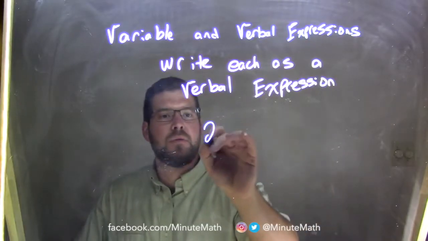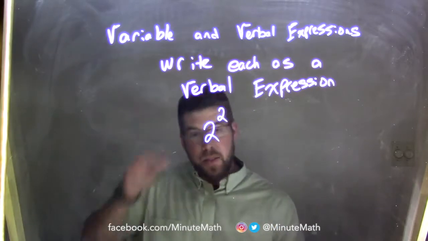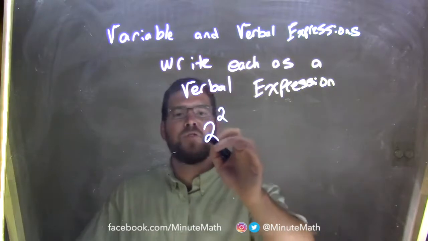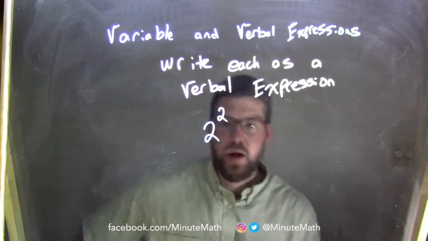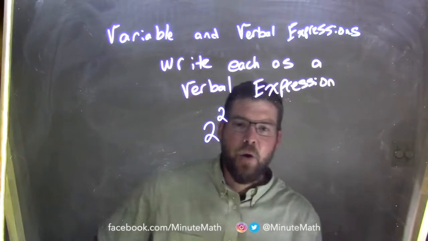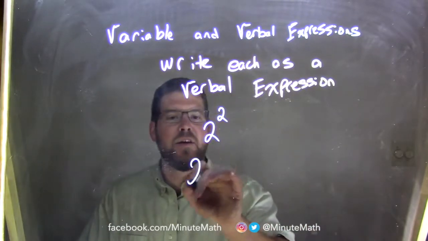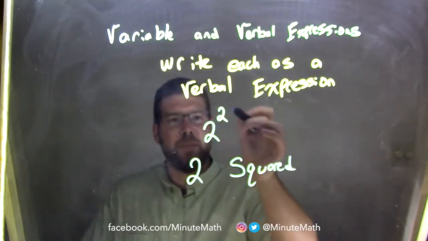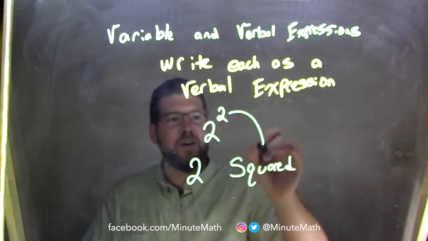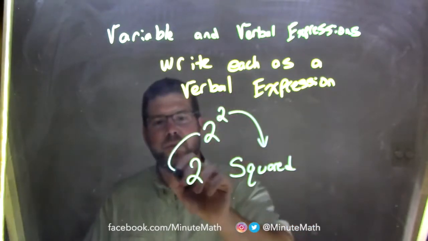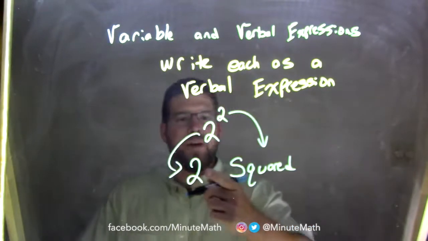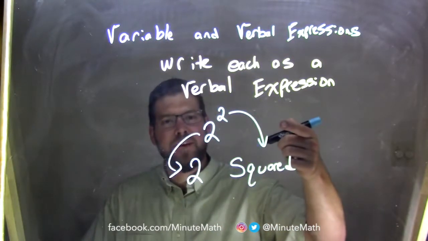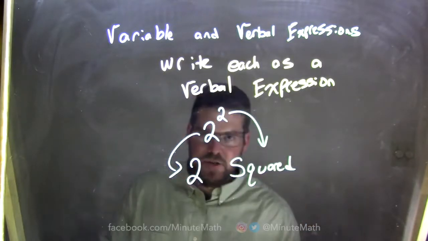The number 2 to the exponent of 2. Now this one's tricky, because we see two 2's, and it's 2 raised to the second power. Well, what's another word for a second power? That's going to be squared. So we're taking 2 squared. We're raising 2 to the second power. This exponent refers to the squared, and this 2 is the 2 right out front. So we have 2 squared. We're taking that variable expression and writing it as a verbal expression.